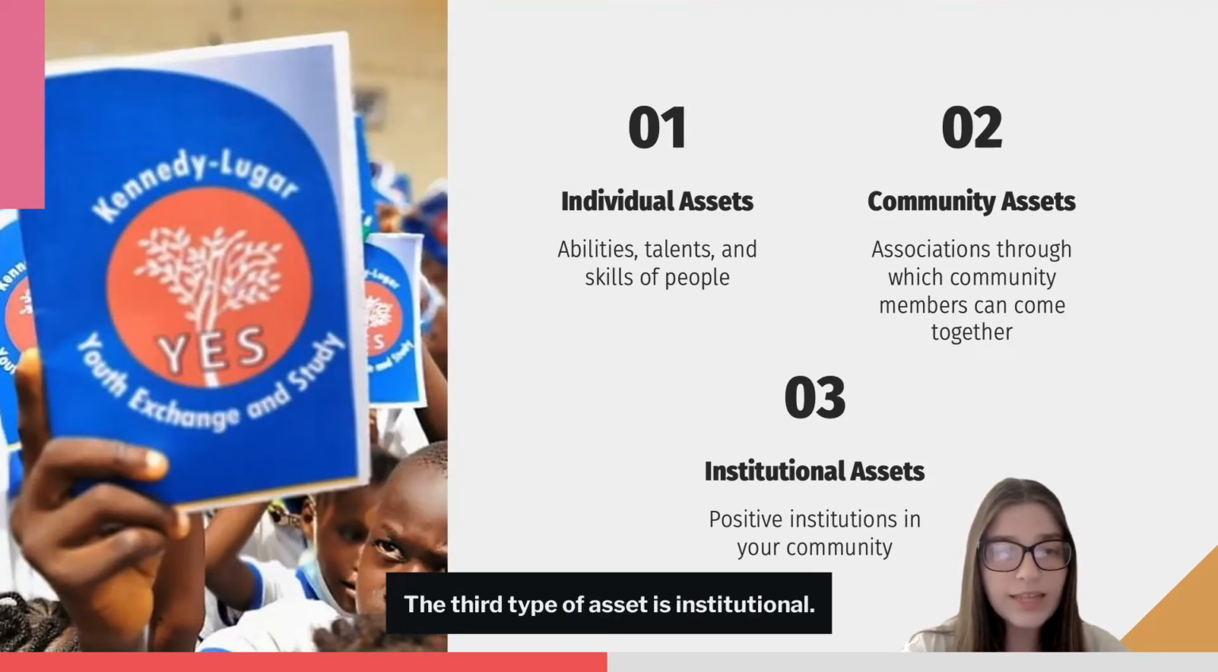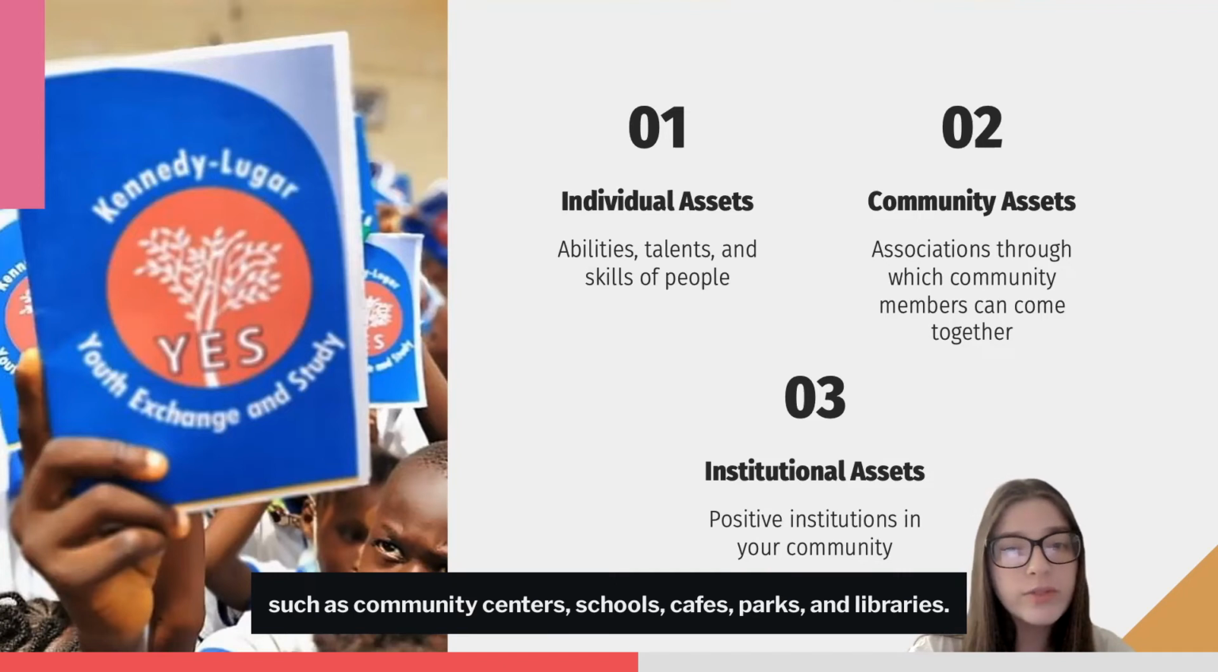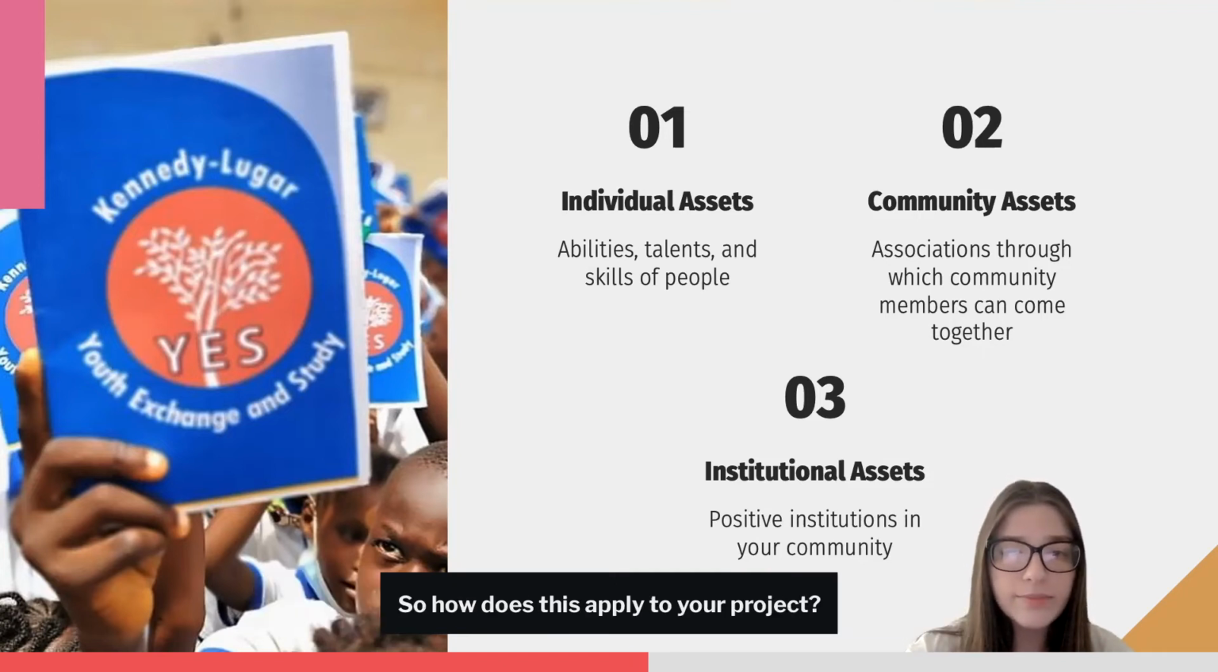The third type of asset is institutional. Institutional assets are positive institutions in your community, such as community centers, schools, cafes, parks, and libraries.